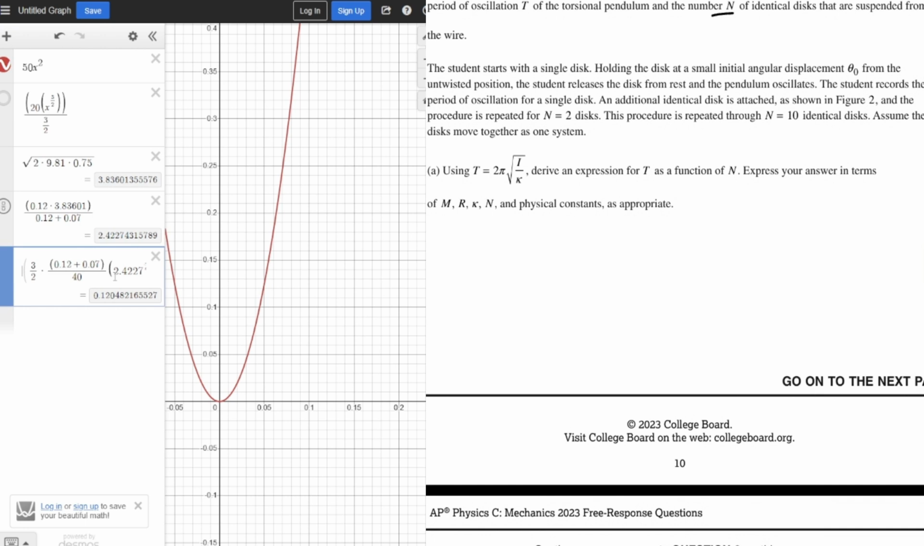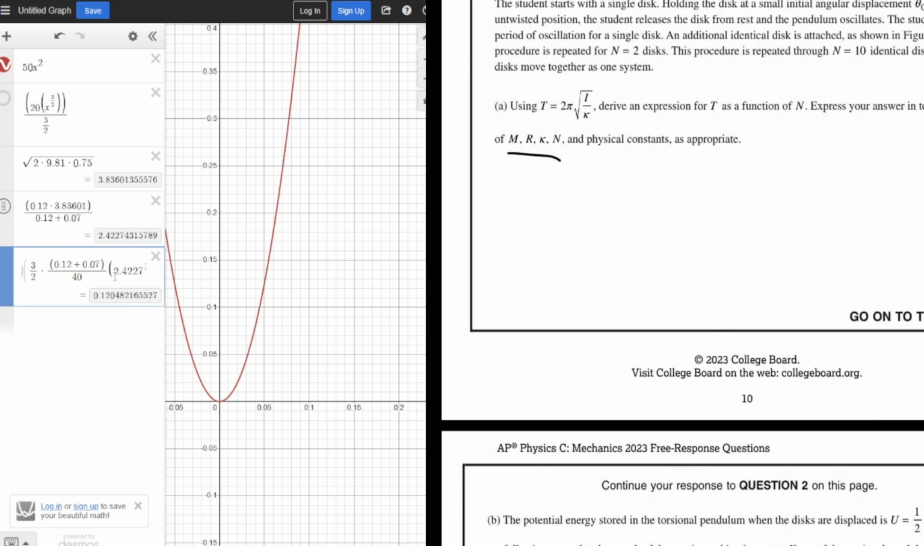Using T equals 2 pi square root of I over kappa, derive an expression for T as a function of n. So what we need to recognize is what is changing. The torsion constant is a constant. 2 pi is a constant. So the moment of inertia is the only thing that can be changing. Each disk has mass m, so the mass as a function of n will be nm. So the moment of inertia as a function of n will be 1/2 nm r squared.